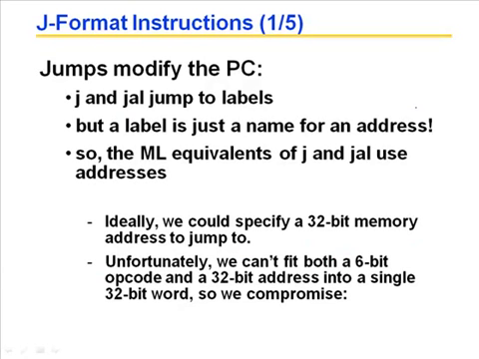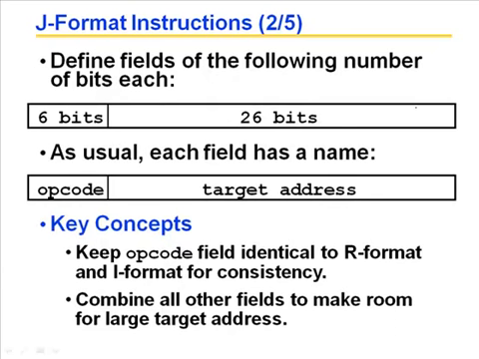J and JAL jump to labels, but a label is just a name for an address. So the machine language equivalents of jump and jump and link use addresses. Ideally, we could specify a 32-bit memory address to jump to. Unfortunately, we can't fit both a 6-bit opcode and a 32-bit address into a single 32-bit word, so they compromise. And they do a clever trick here. The upper 6 bits represent the opcode, and the whole rest of the thing, the other 26 bits, are the target address. That's fine, but we still need to get to 32 bits somehow. So we need to compensate for these other 6 bits.